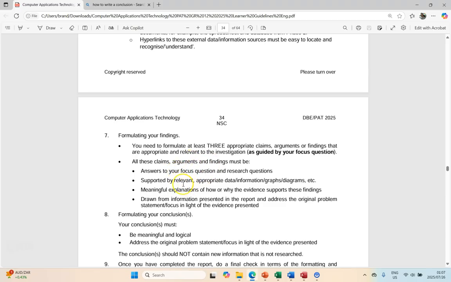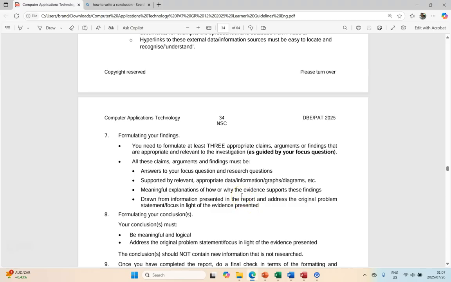We need to provide support for that information, either with data, information, graphs, or diagrams. We need to provide meaningful explanations of how and why the evidence supports these findings and draw from the information presented in the report and address the original focus or statement in light of the evidence presented.